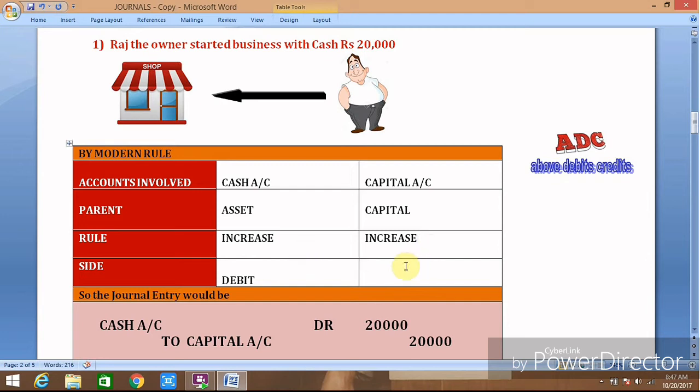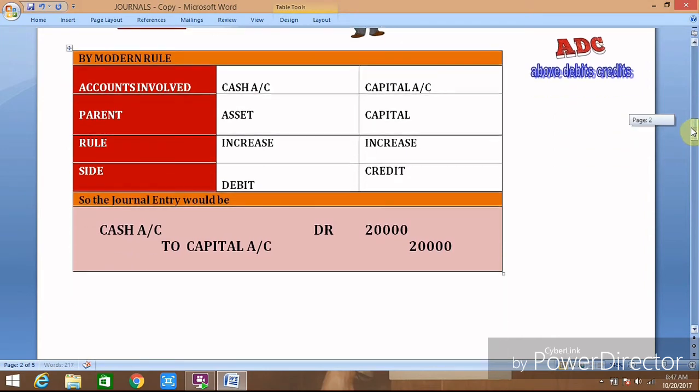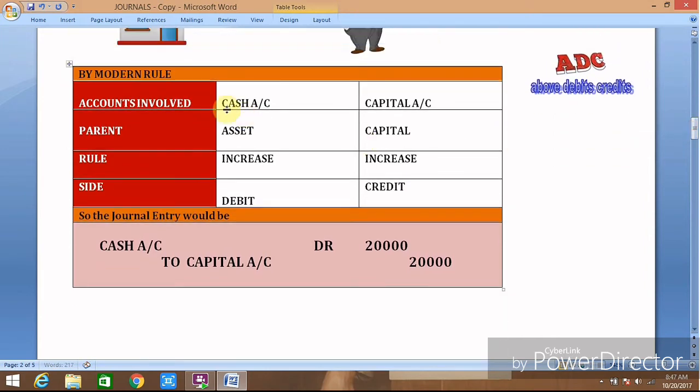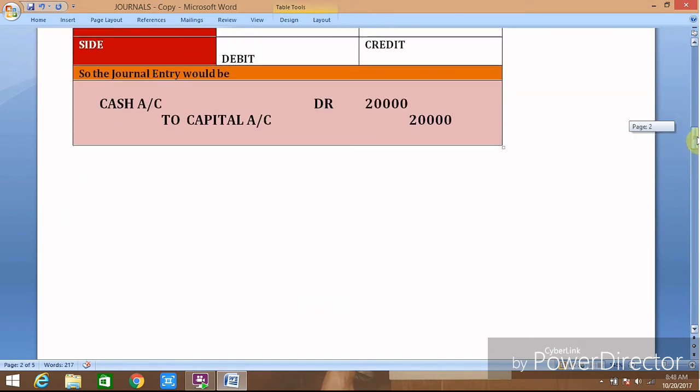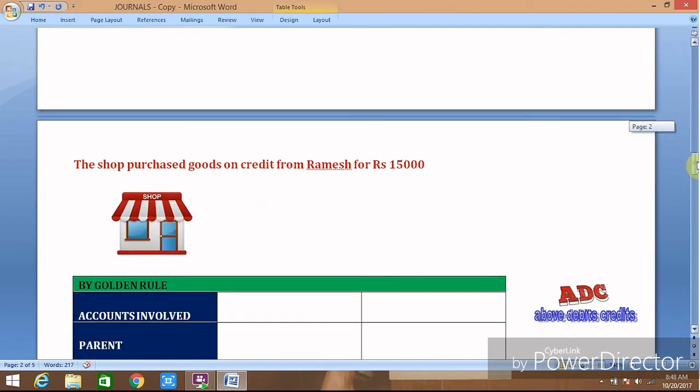So under the modern rule, an increase in capital would be credited, a decrease of capital would be debited. So the capital is increasing over here, and so this would be on the credit side. So we are getting the journal entry straight away. As you see over here, cash account is being debited and the capital account being credited. So the journal entry would be cash account debited to capital account by 20,000. Okay, moving ahead with some more examples.